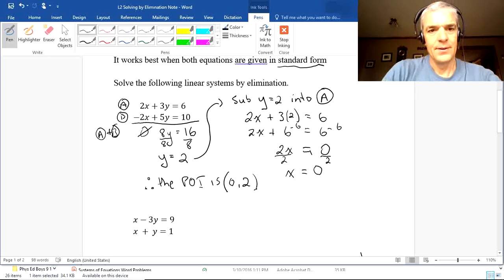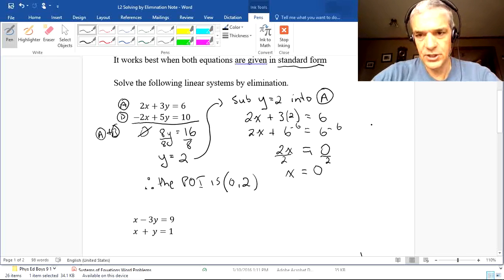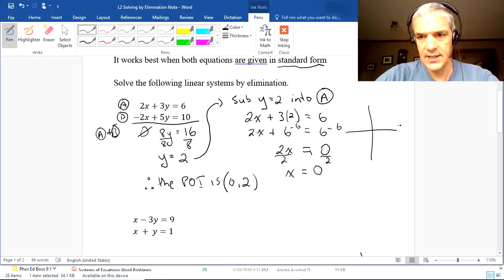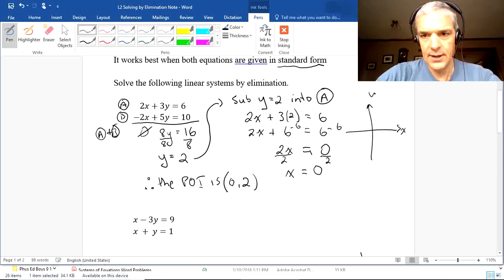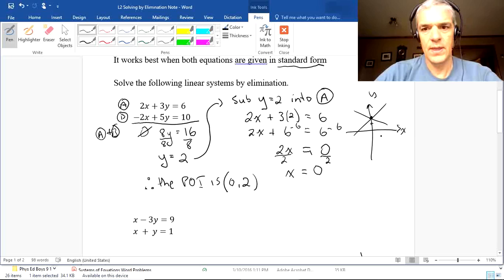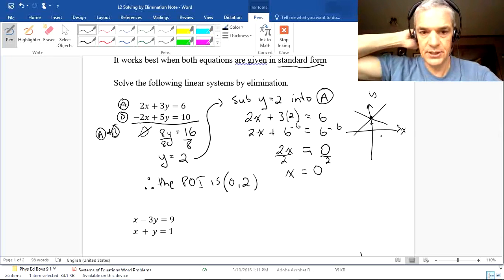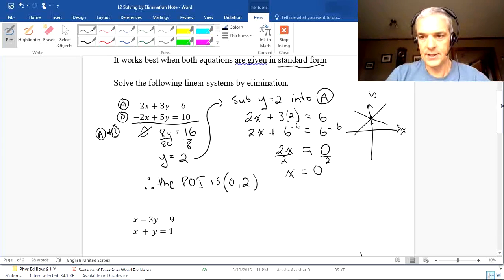All done. I have my solution for these two lines. I know that these two lines intersect at the point 0, 2. If I was to do a little sketch of a graph, just pretend that this is an x and a y right here. That means if I go on x 0, y 1, 2 right there, there's two lines. I don't know where the lines go. They go like this and like that, but they cross right there. That's where they intersect, and that's all I care about. I'm not really worried about where the lines actually go. I'm just worried about where they intersect.